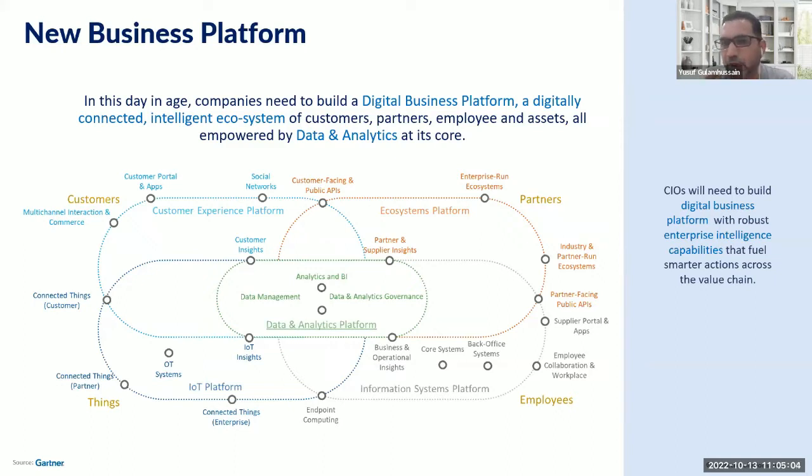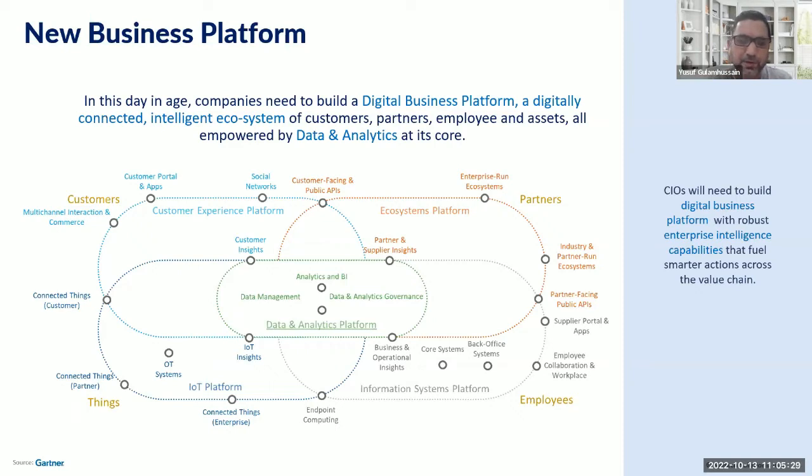And CIOs will need to build this business platform where enterprise intelligent capabilities are primarily fueling all the decisions across the ecosystem. So basically, your business is going to be data driven, and the decisions are going to be smarter based on data and analytics.